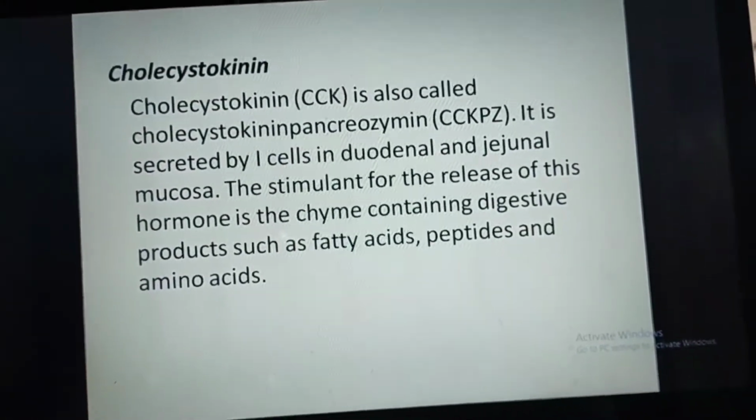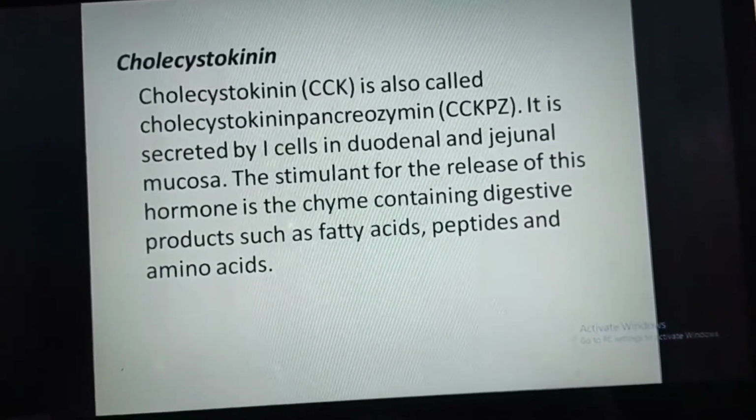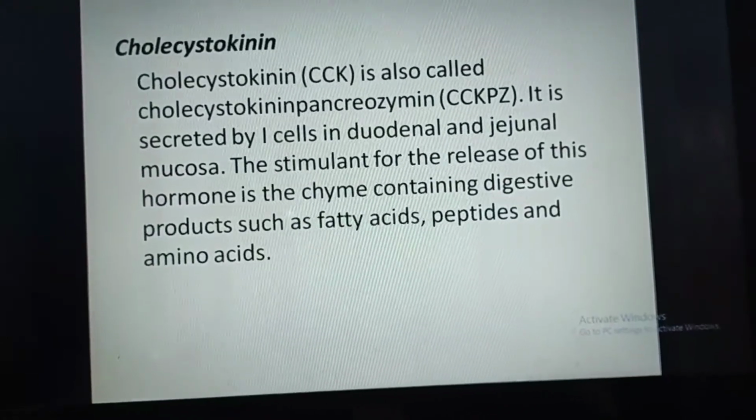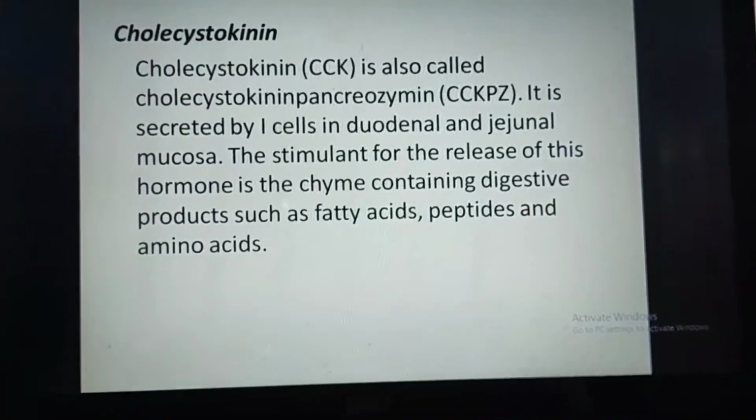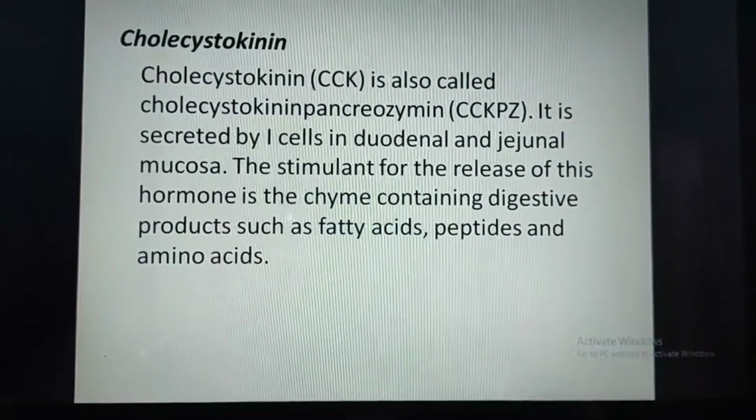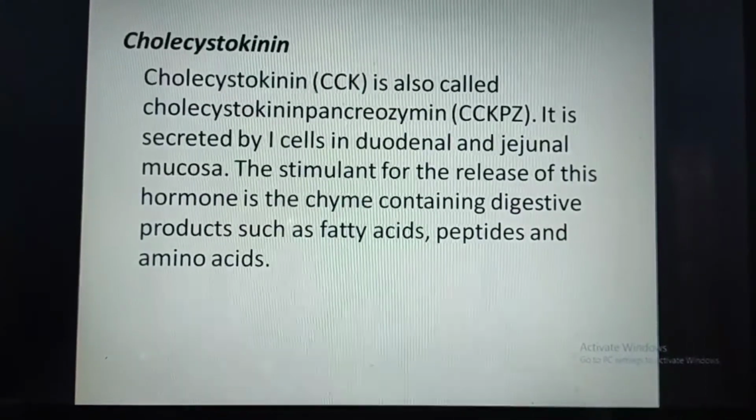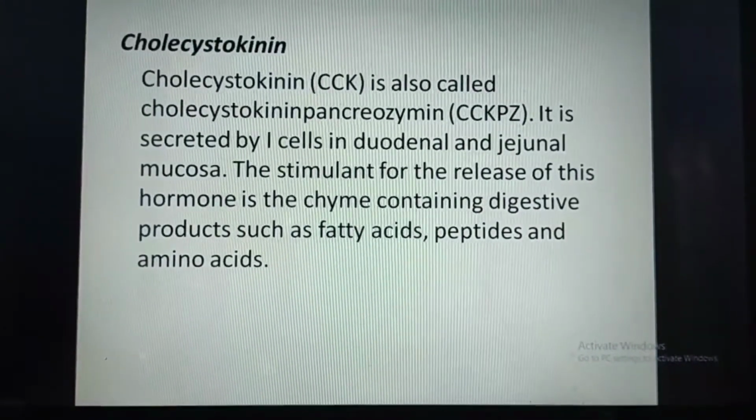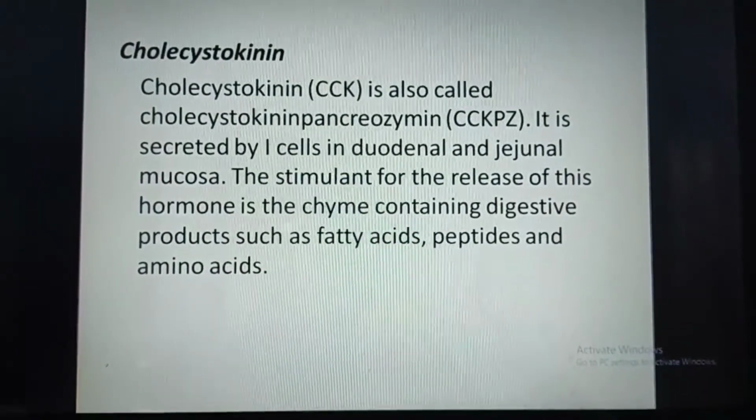Cholecystokinin, which is also called CCK, is also called pancreozymin, which is CCK-PZ. It is secreted by I cells in duodenal and jejunal mucosa. The stimulant for the release of this hormone is the chyme containing digestive products such as fatty acids, peptides and amino acids.